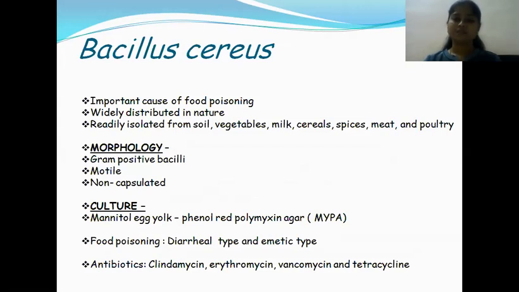In the diarrheal type of food poisoning, the person suffers with diarrhea. Vomiting is rare, and in the emetic type of food poisoning, the person suffers with vomiting. Diarrhea is rare.